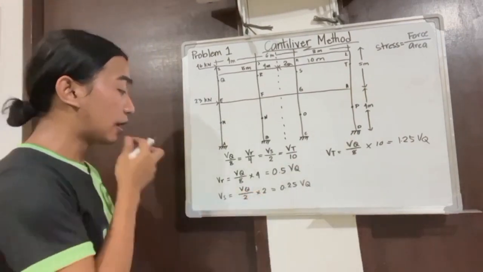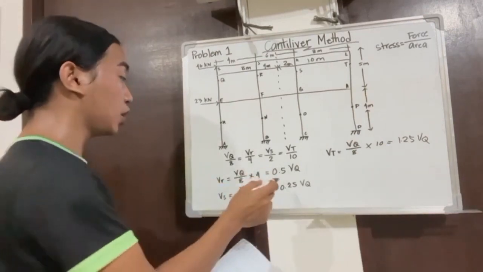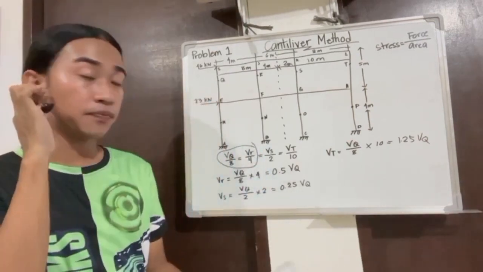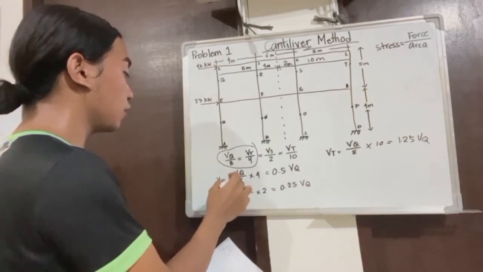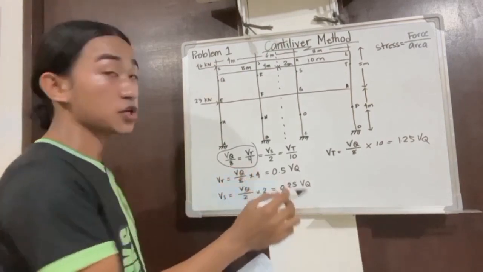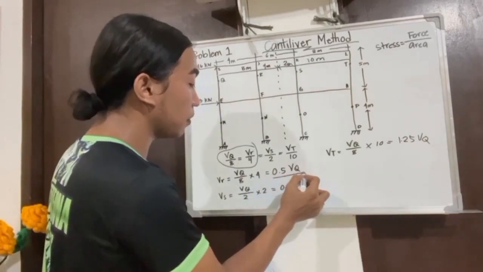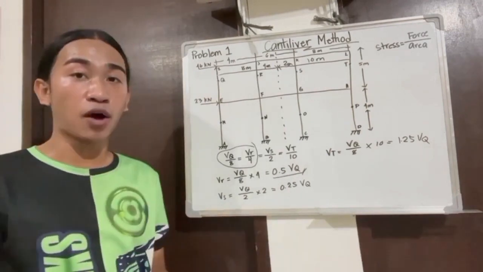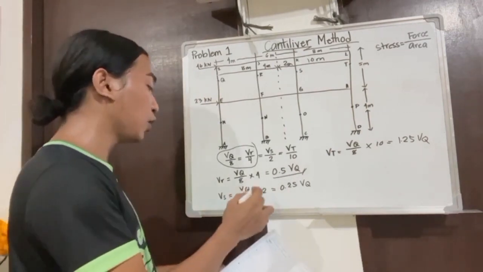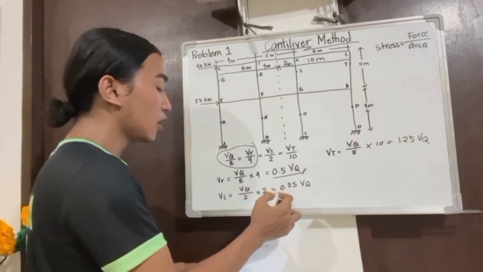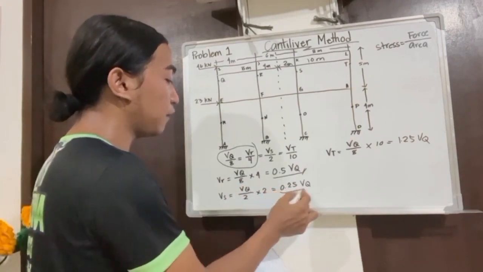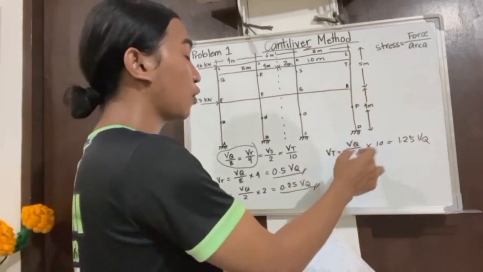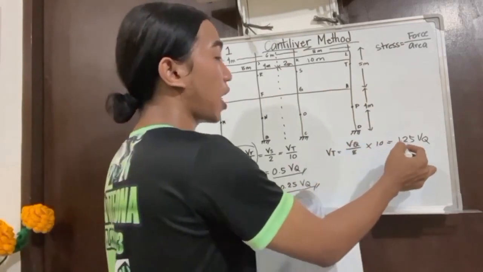So to get VR in terms of VQ, you divide. And then VR is equal to VQ over 8 times 4. So you get 0.5 VQ, because it is in terms of VQ. And then we do the same for VS, which is VQ over 8 times 2, equal to 0.25 VQ. Then the same again for VT, VQ over 8 times 10, is equal to 1.25 VQ.